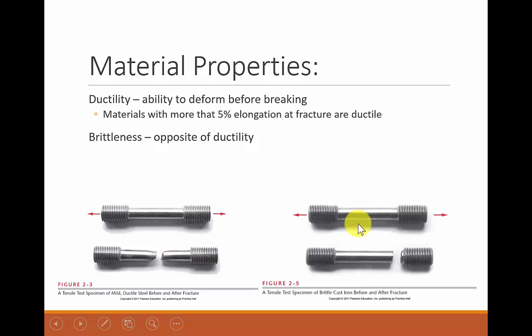Here is a brittle material that was stressed until failure. Notice there's not very much elongation. Matter of fact, we really can't see any elongation. And also notice that the fracture appears to be 90 degrees. It's pretty much a horizontal line. So that also tells us some interesting things: that there's definitely a difference in the way ductile and brittle materials fail.